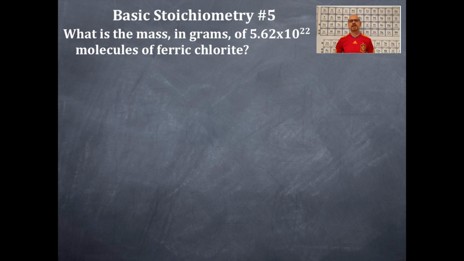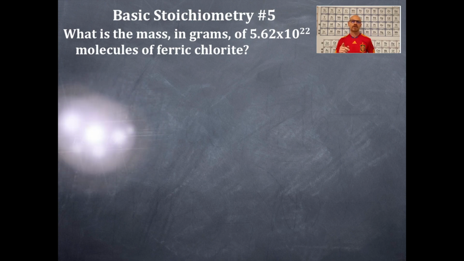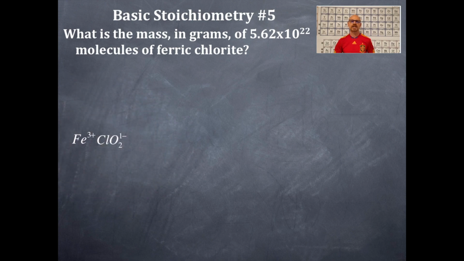So the first thing that we need to do is get the formula for ferric chloride. Pause the video, write down the formula for ferric chloride. Here's a hint just in case. It's ferric, that's iron Roman numeral 3, and then chlorite is a polyatomic ion, that's ClO2 1-. These are the two ions that you're going to be using right here: the iron 3+ and the chlorite, ClO2 -1.